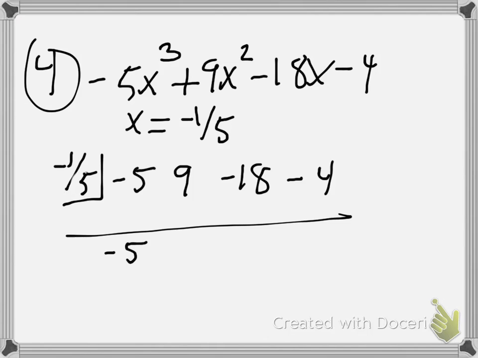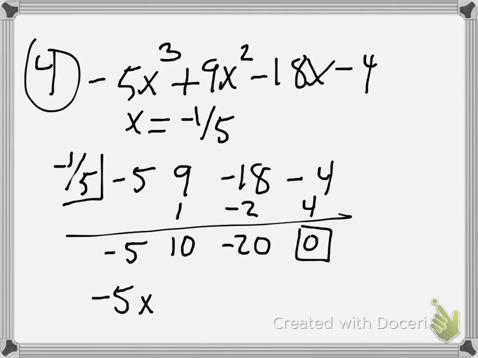And this one, even with synthetic division, is still going to come out to nice numbers. -1/5 times -5 is a +1. Add down, we get 10. -1/5 times 10 gives us -2. Add down, we get -20. And -1/5 times -20 gives us a +4. Again, there's our remainder of 0. So that leaves us now with our quadratic: -5x squared plus 10x minus 20. And we can go through and use the quadratic formula for that and find our imaginary solutions.